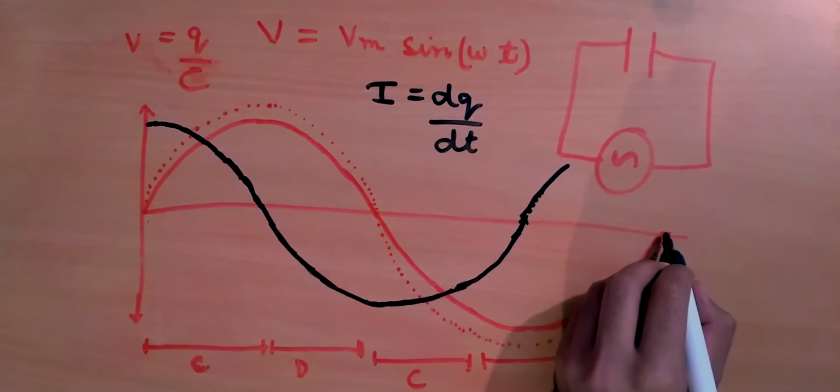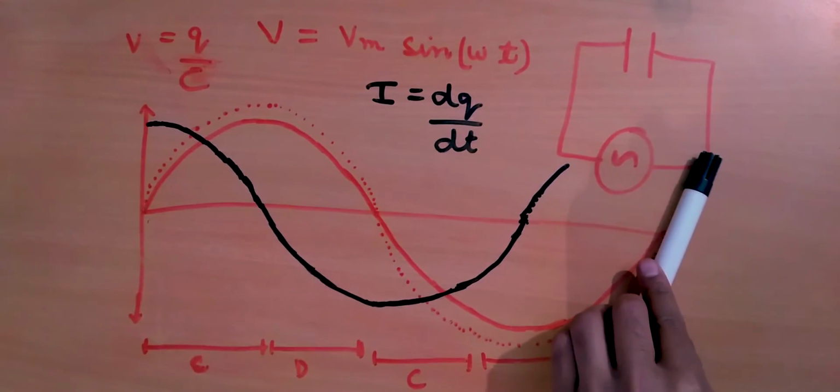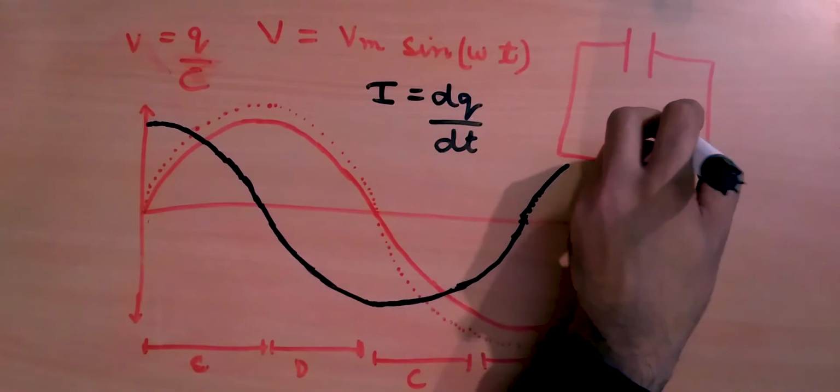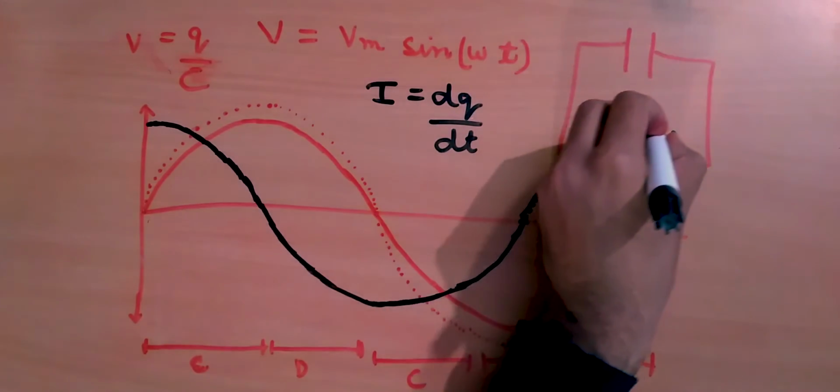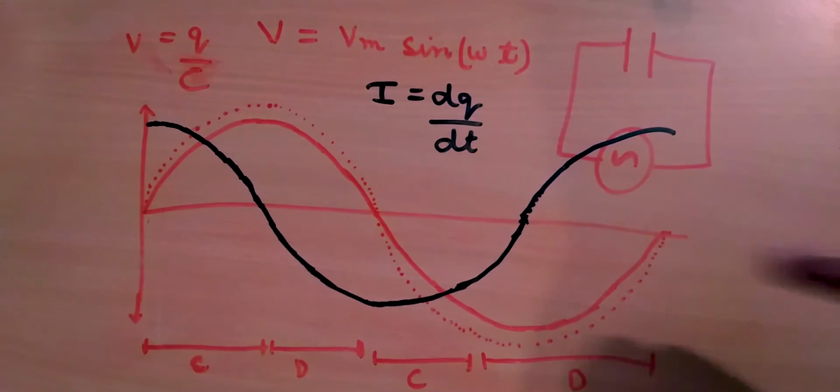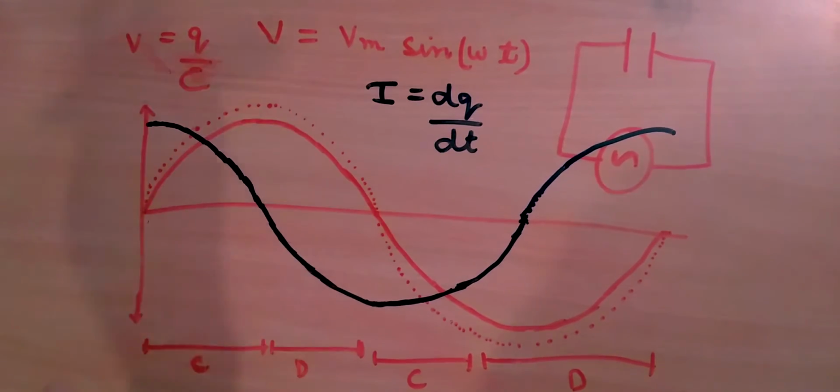At this point, the charge curve has a maximum slope, so the current should have a maximum value, and it just increases like that. And there you go, you have your current graph. And now I hope it makes a little bit more intuitive sense.